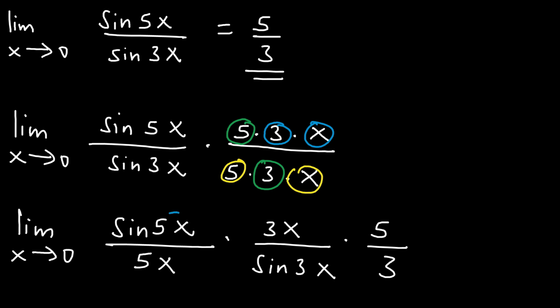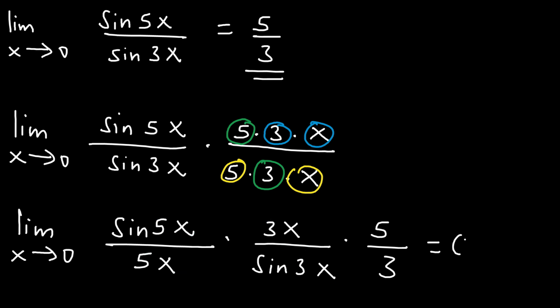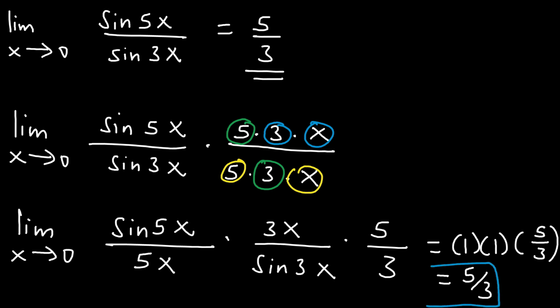And as you can see, this is the same as this, and also this is the same as this. Therefore, this part will be equal to 1, and also this part will be equal to 1. So this will be equal to 1 times 1, and then times 5 divided by 3, which will be equal to 5 divided by 3. So you get the same answer.